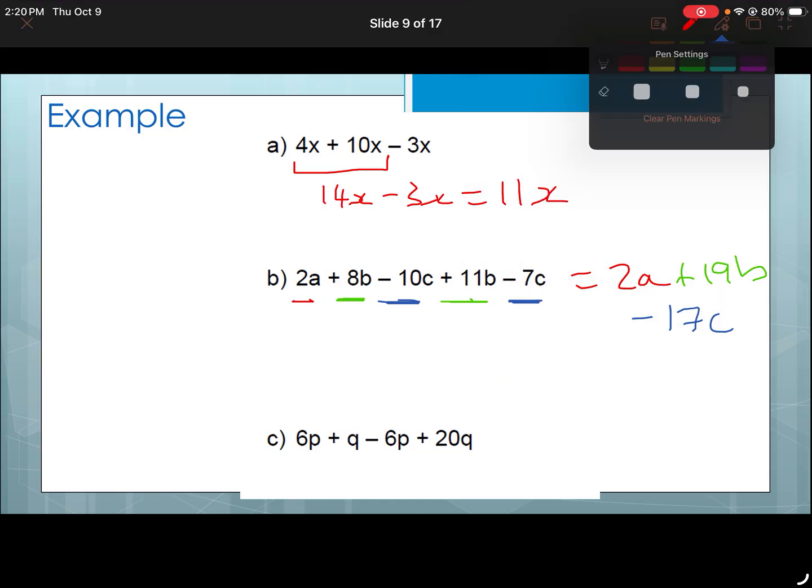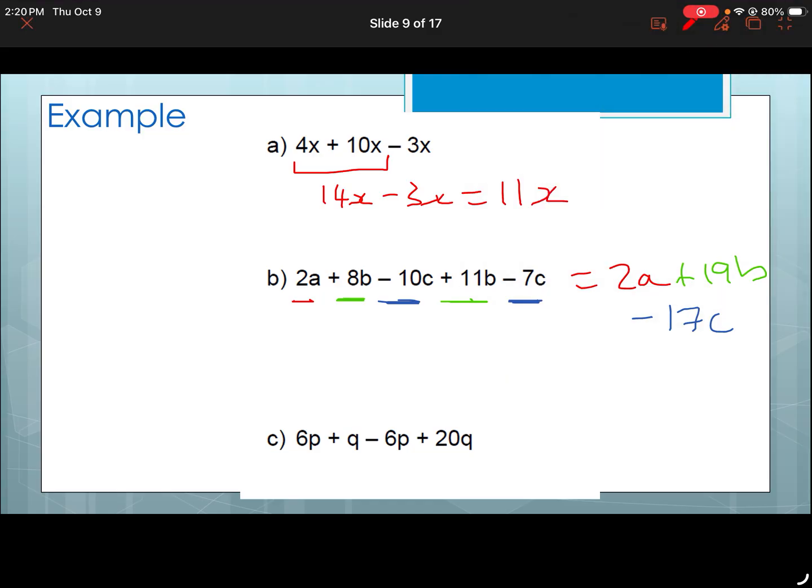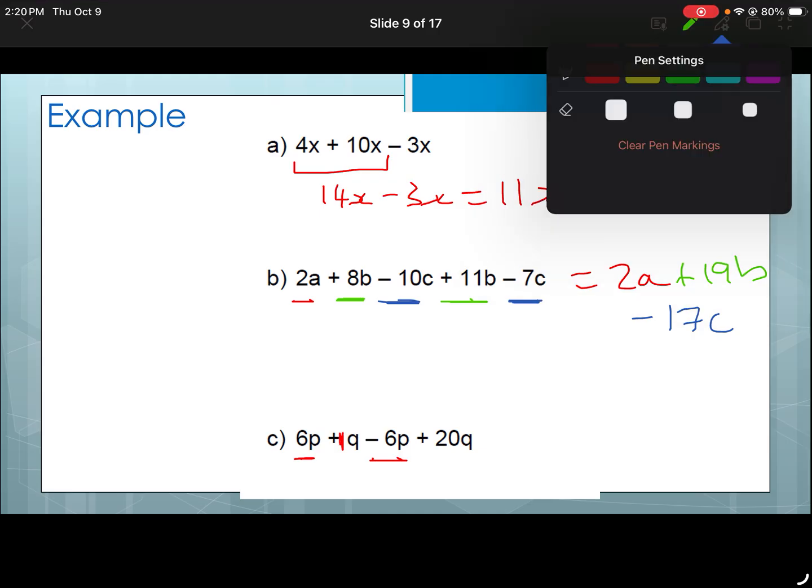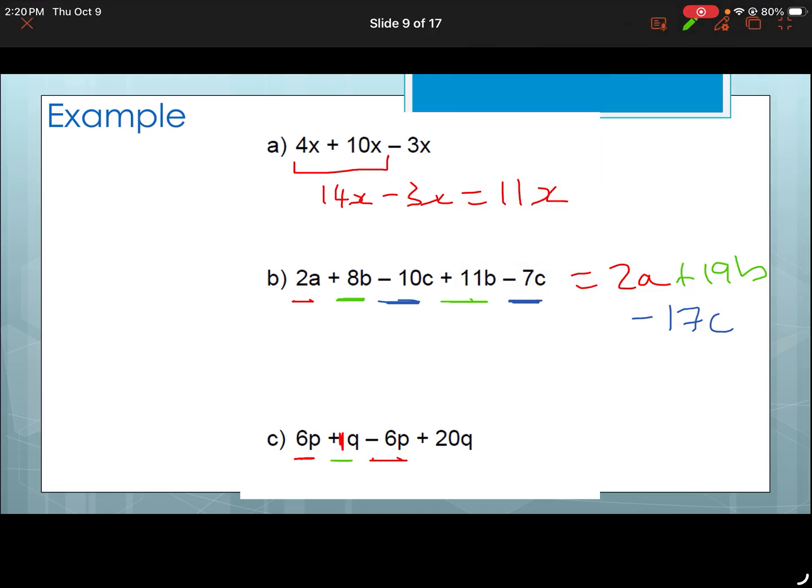And then last but not least, if you get one like this and there's a bunch of letters that don't have a number in front of them, just remember there is technically a 1 there, and you can write that if that helps. So what do we have? We have 6p plus 1q take away 6p plus 20q. So 6p take away 6p is nothing, so I'm not going to write anything. And then I have 1q plus 20q, which is 21q. And it's absolutely okay for letters just to go missing because sometimes that happens, right?